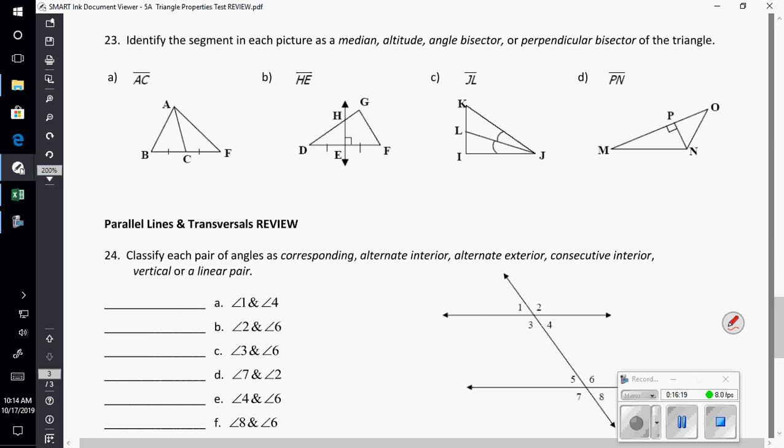Identify the segment as a median, an altitude, angle bisector, or a perpendicular bisector. Angle bisector is going to cut an angle in half, okay? That's what this is doing. That's cutting the angle in half. So this is an angle bisector.